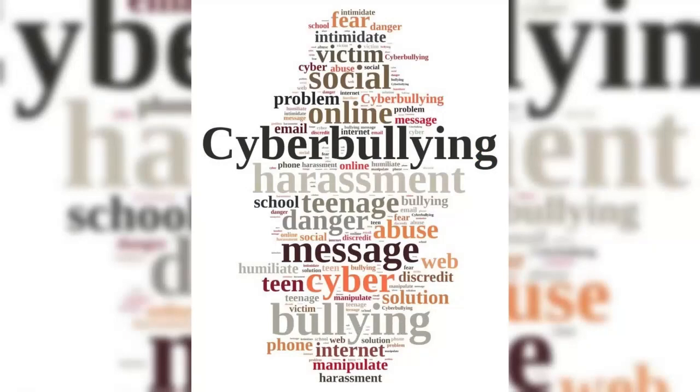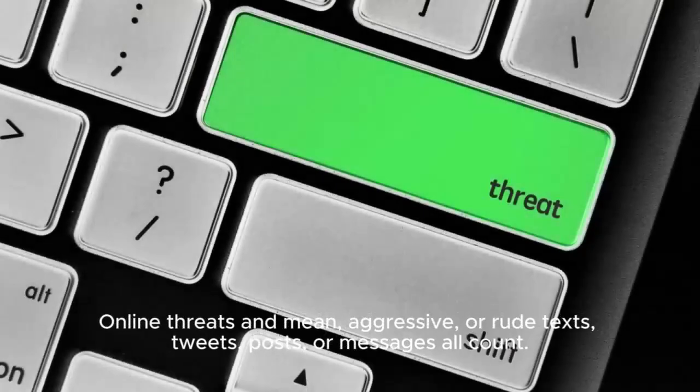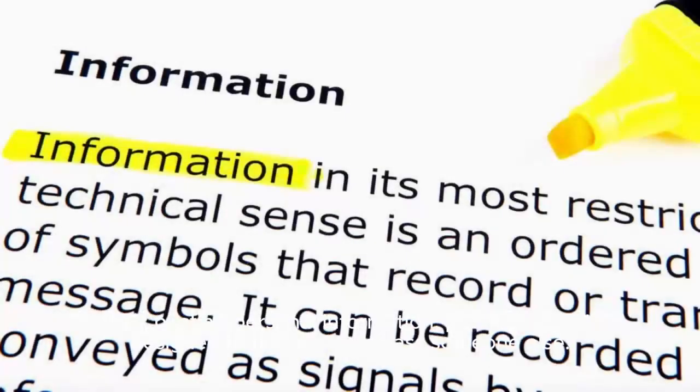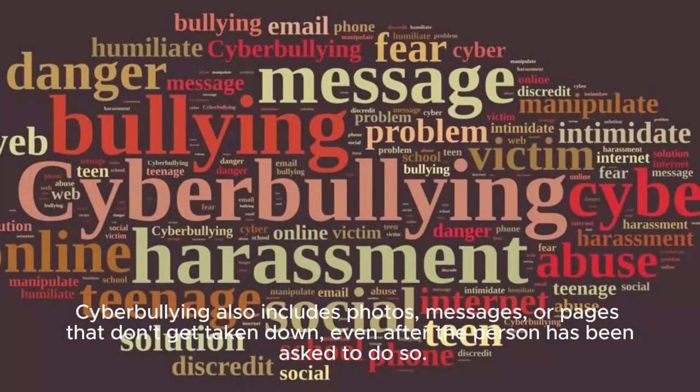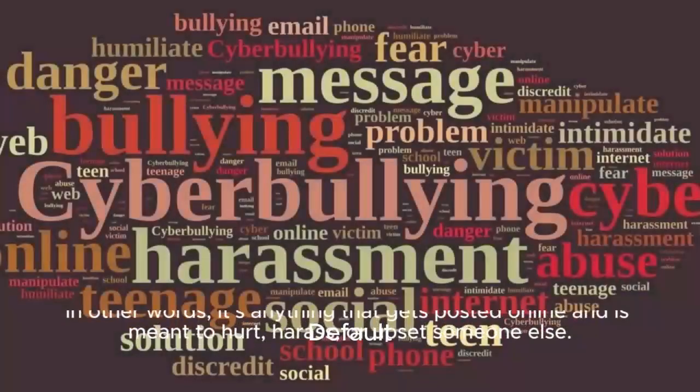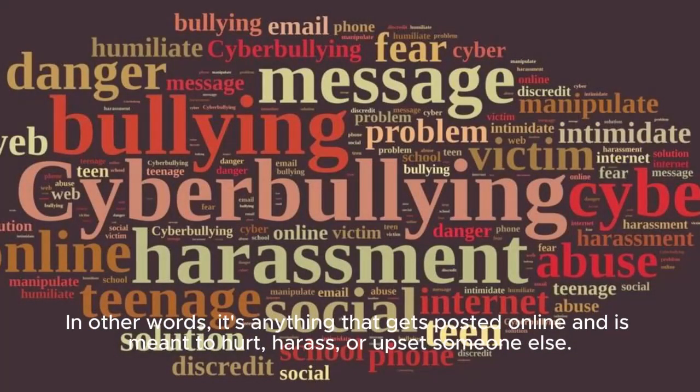What is cyberbullying? Cyberbullying is the use of technology to harass, threaten, embarrass, or target another person. Online threats and mean, aggressive, or rude texts, tweets, posts, or messages all count. So does posting personal information, pictures, or videos designed to hurt or embarrass someone else. Cyberbullying also includes photos, messages, or pages that don't get taken down even after the person has been asked to do so. In other words, it's anything that gets posted online and is meant to hurt, harass, or upset someone else.